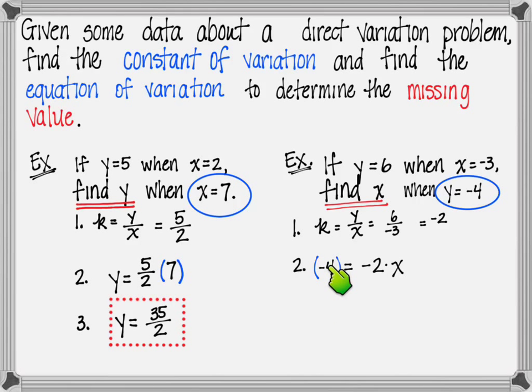You have to be careful that this time we were plugging into y, and we need to solve for x. To solve for x, we divide both sides by -2, and we get -4 divided by -2, which says that x equals 2, and that was the missing information, our x. So we have found it. That's the end of your lesson on direct variation.